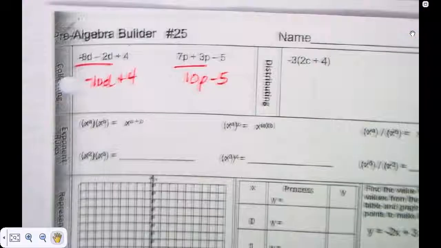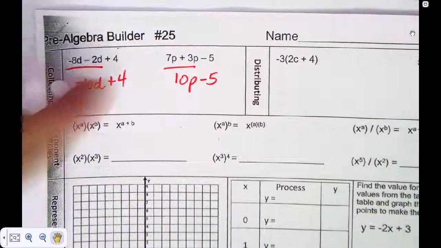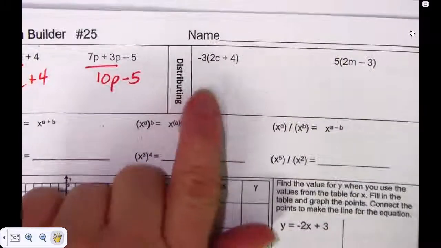Okay, so on this pre-algebra builder, you're just combining like terms. Negative 10d plus 4. Right here, 10p minus 5. Now we're going to use the distributive property.